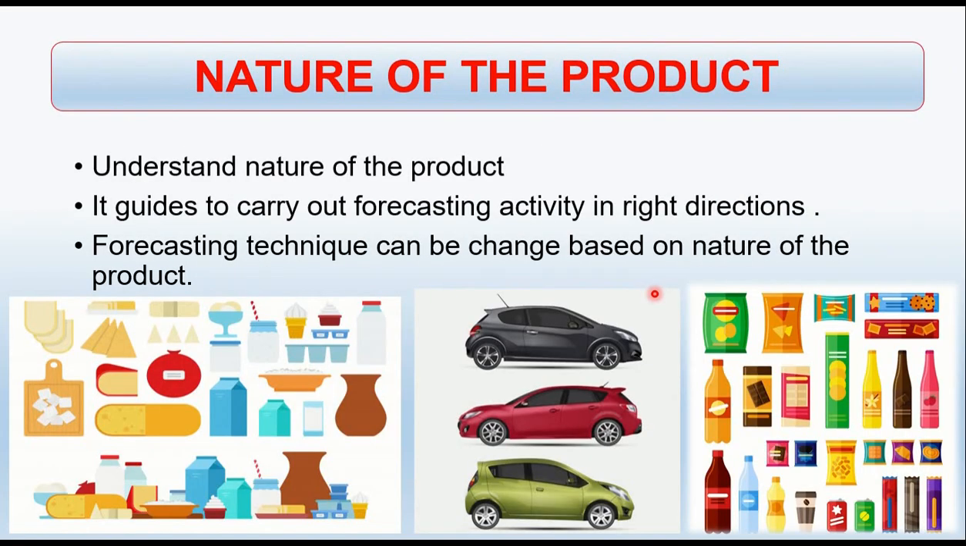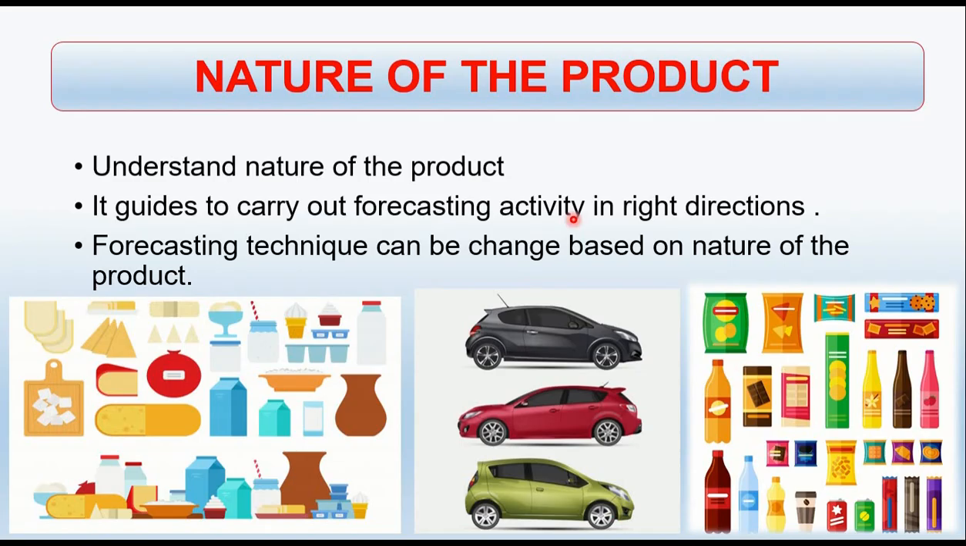The next step involved is nature of product. Once it is clear with the objectives of demand forecast, we need to understand the nature of product for which the demand is going to be forecasted, as it gives us the direction in which we can carry out forecasting activities. There are various types of product and forecast techniques can change as the nature of product changes. Some of the product types are consumer goods, producer goods, perishable goods, durable goods, etc.